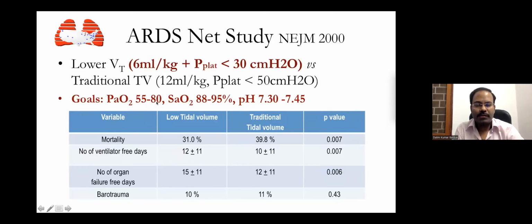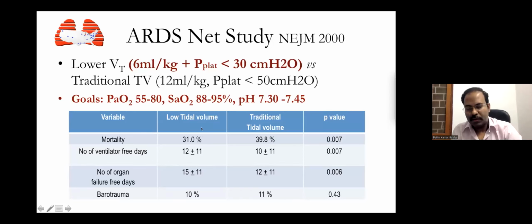So in the ARDS, as per ARDS protocol, their goal was this much of PO2, SpO2, and this much of pH. Now it is interesting to note that the low tidal volume group had significantly less mortality compared to the traditional or the conventional group. Not only that, the other morbidities were also reduced. The number of ventilator free days were more, number of organ failure free days were more in the low tidal volume group.